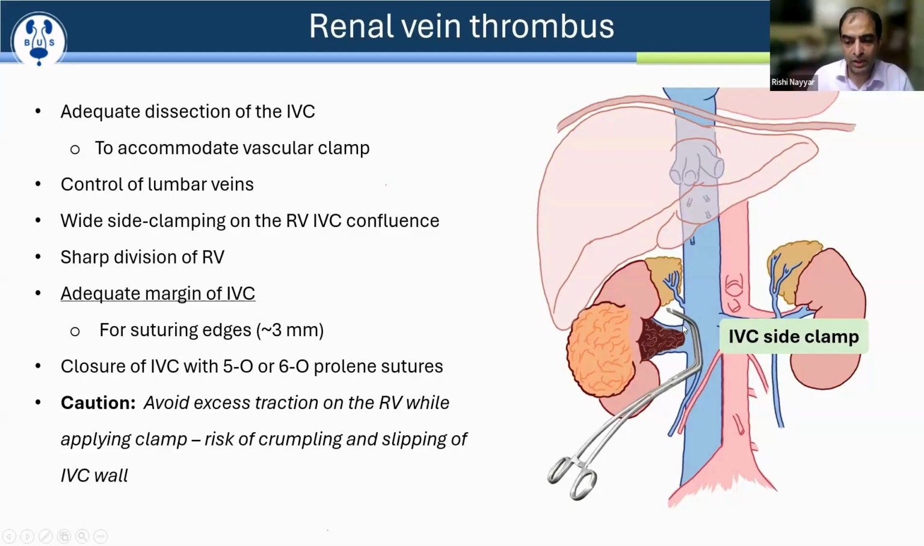Again, do not give the venotomy very close to the IVC wall. Keep 1 or 2 millimeters away on the renal vein if feasible. And the venotomy is given like this through the anterior wall first. Flush out the tumor towards the kidney, and then the posterior wall venotomy can be given in the same way. And then the IVC can be repaired with 5-0 or 6-0 Prolene sutures.